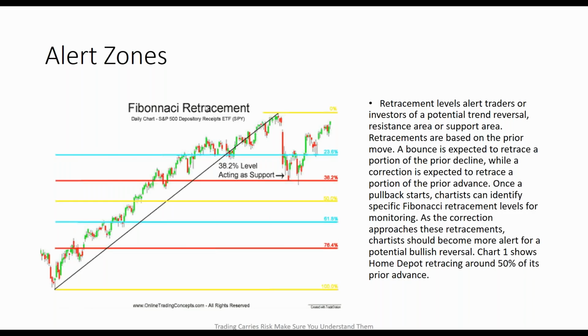Retracement levels alert traders or investors of a potential trend reversal, resistance area, or support area. Retracements are based on the prior move. A bounce is expected to retrace a portion of the prior decline, while a correction is expected to retrace a portion of the prior advance. Once a pullback starts, chartists can identify specific Fibonacci levels for monitoring. Okay. As the correction approaches these retracements, chartists should become more alert for a potential bearish pullback or reversal.